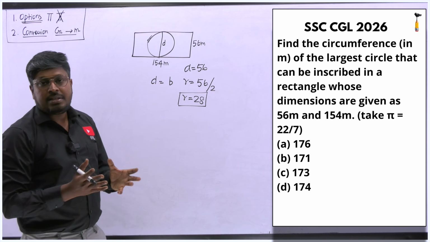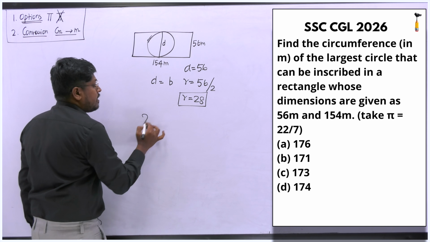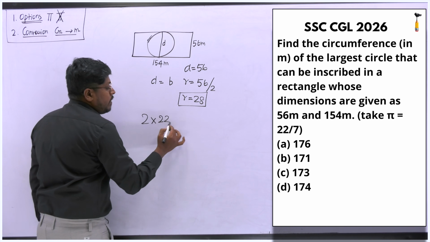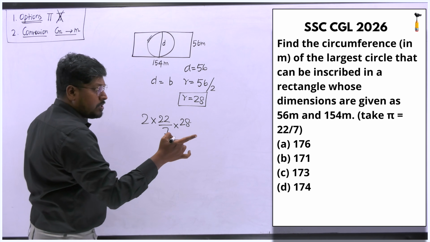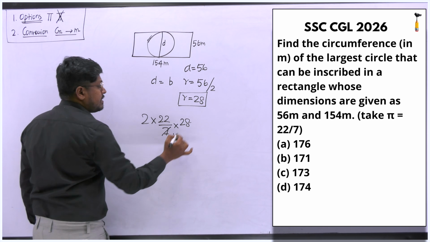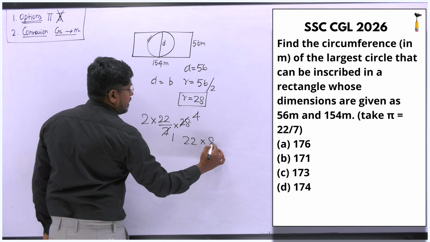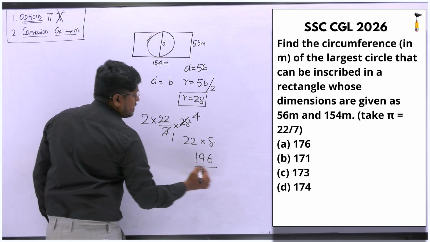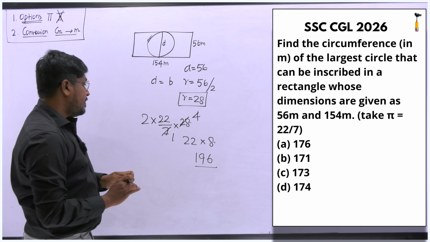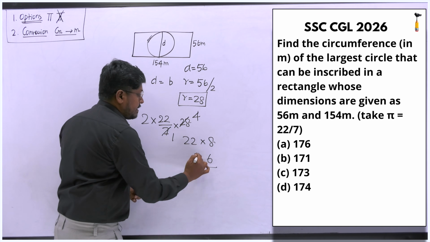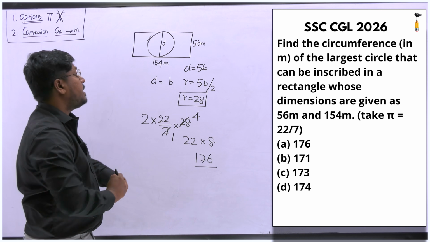Now finding the circumference of the circle is easy, because the formula for circumference will be 2 pi r. So 2 into 22 by 7 into r, which is 28. I think in all the options we don't have pi. Okay, so 7 ones are 7, 7 fours are 28, 4 twos are 8, 22 into 8 is 176. So 176 will be the answer for this question.